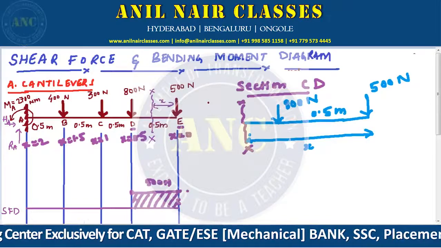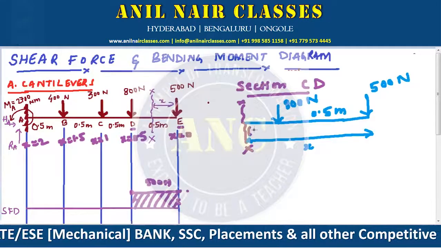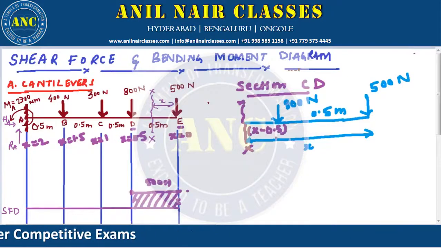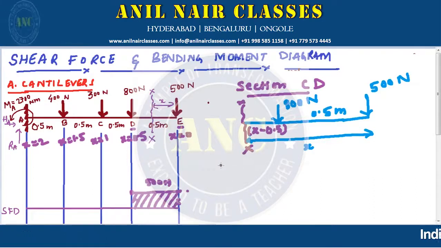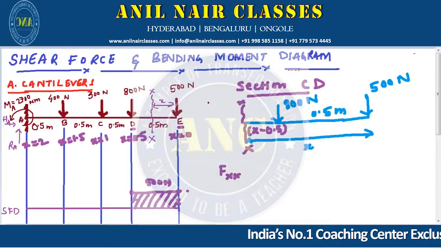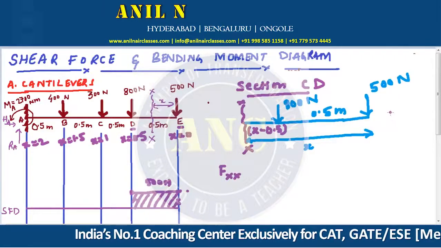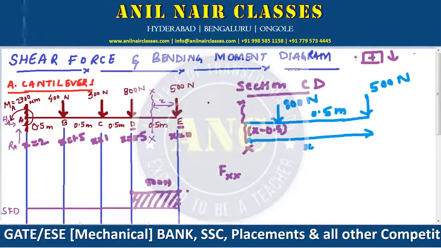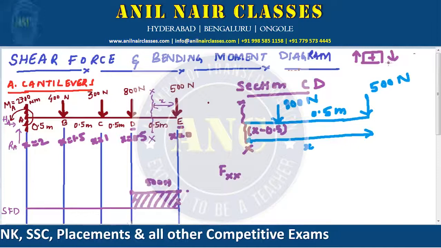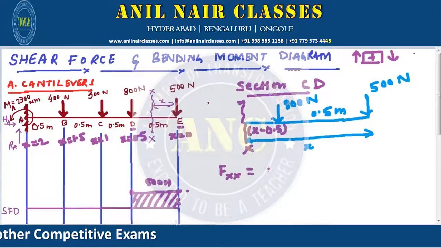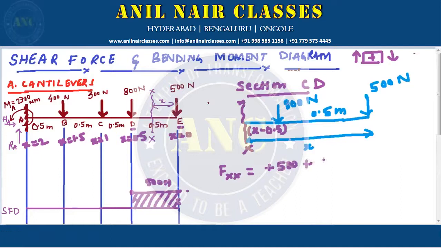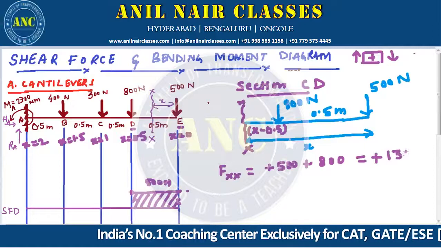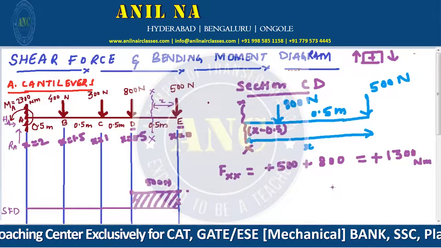So what will be the distance between this? This will be X minus 0.5, correct? So now we'll go with checking the force and moment. So force 500 is coming downwards. We are assuming the right hand side. So the signature is what? This, correct? So right hand side loads coming down, falling down is always positive. So this is plus 500. This is plus 800. This will be plus 1300 Newton.